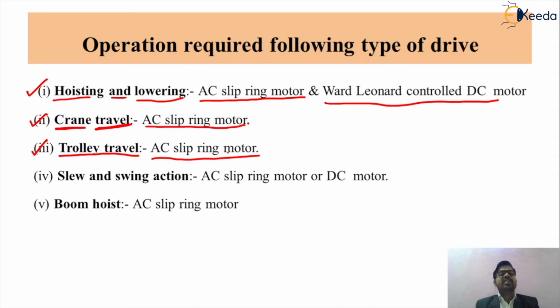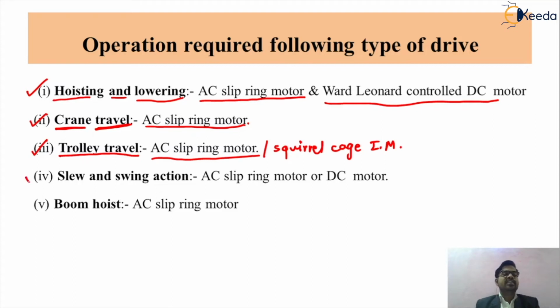motor. Along with the AC slip ring induction motor, sometimes we are also using a squirrel cage induction motor. So this is another motor that we are using for trolley travel.